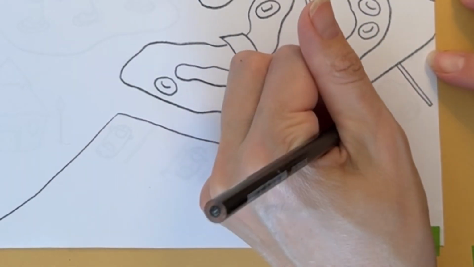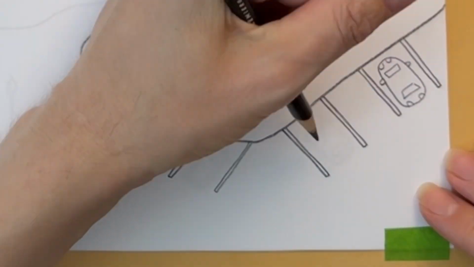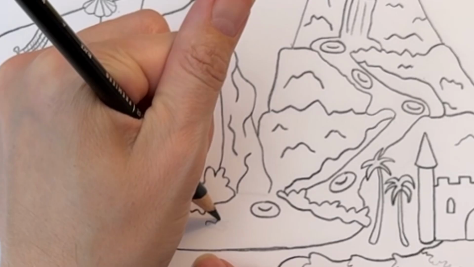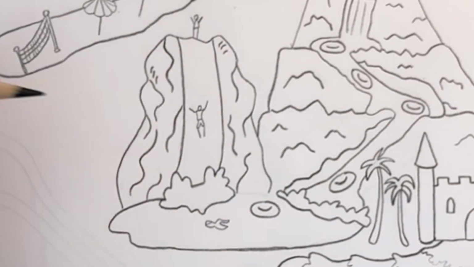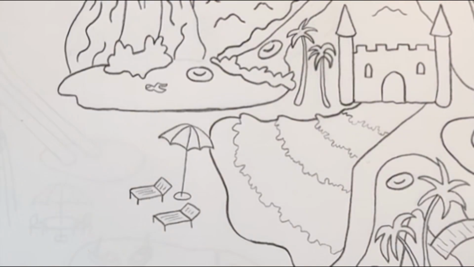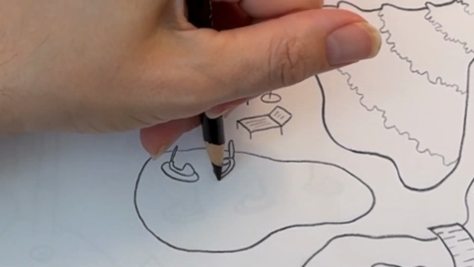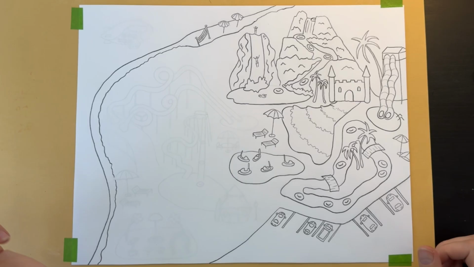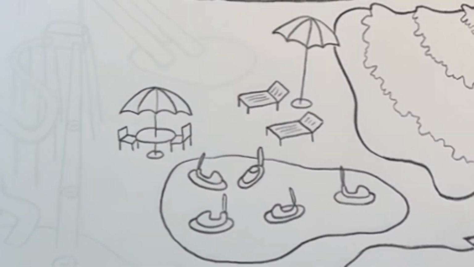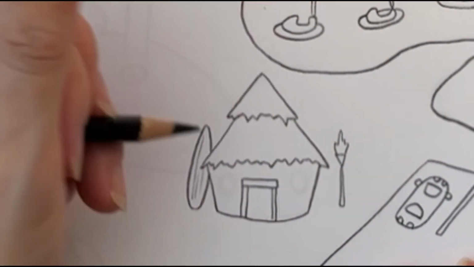Down here, I'm adding lines that will become parking spaces for the parking lot. Now adding a few different types of cars inside the parking spaces. I decided I wanted to add a swimmer in the water over here. At the edge of the wave pool, there's going to be a sun umbrella and a couple chaise lounges. This pool will be for bumper boats. I'm drawing them so they are all facing in different directions. Next to the bumper boats, I'm adding a picnic table with a sun umbrella. Down here, I'm putting an ice cream tiki hut for frozen desserts.